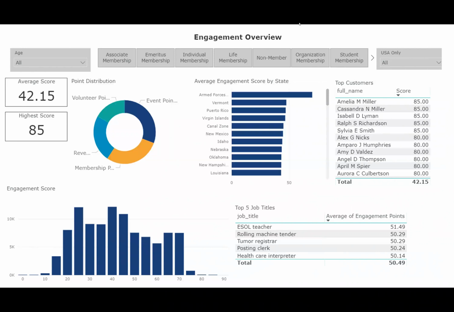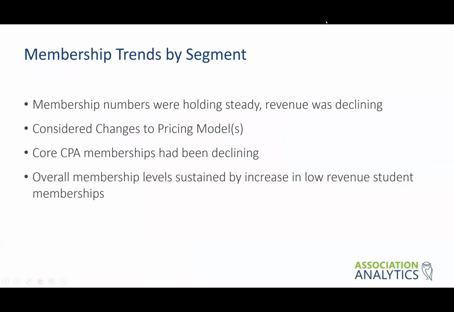So some of the things that, actually, just skip that one real quick. Sorry, jumping around. Membership trends by segment. So these might be things that you look at, and these are things that NCACPA looked at. Membership numbers were holding steady, revenue was declining. Consider changing pricing models, something that you might be considering at your association.